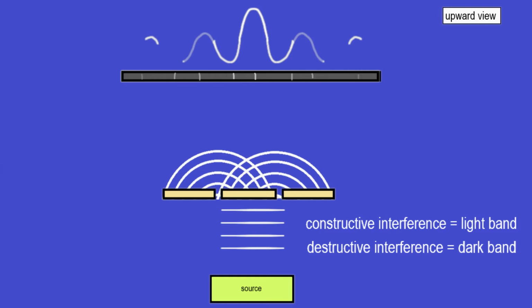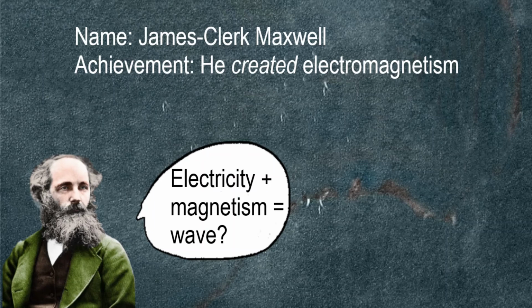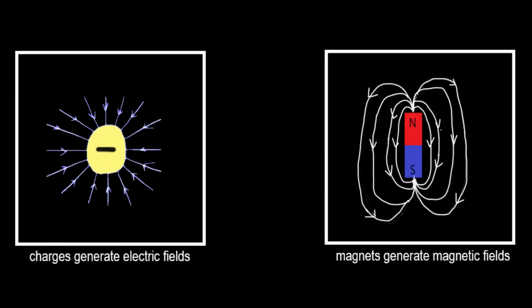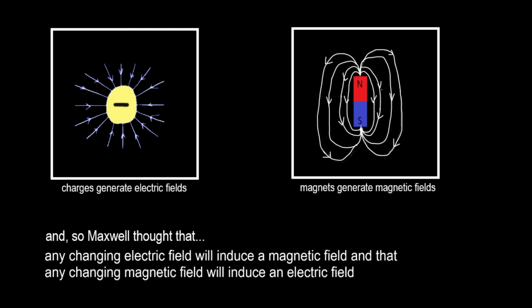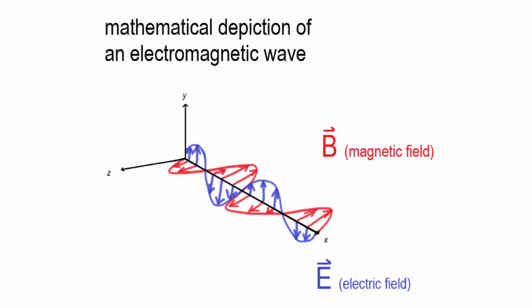Decades later, a Scottish genius named James Clerk Maxwell realized something as he was studying electromagnetism. A charge will generate an electric field that surrounds it, while a current-carrying wire will generate a circular magnetic field. Maxwell postulated that any changing electric field will induce a magnetic field, and that any changing magnetic field will induce an electric field.